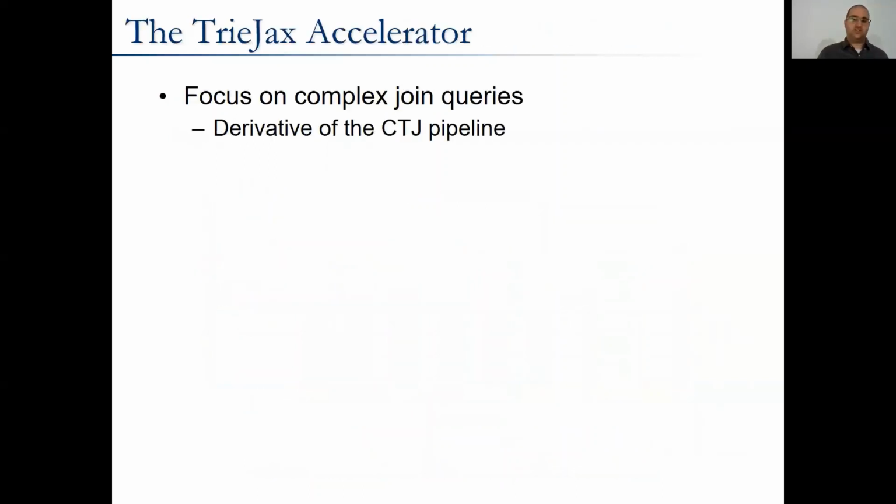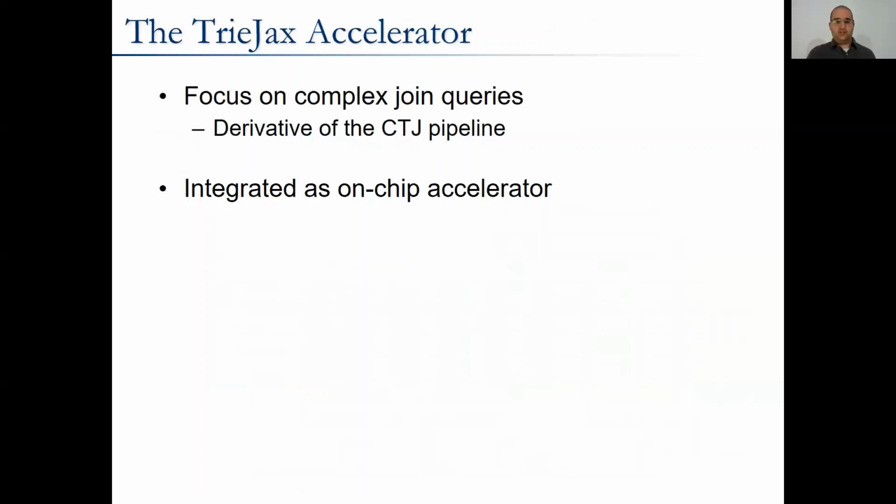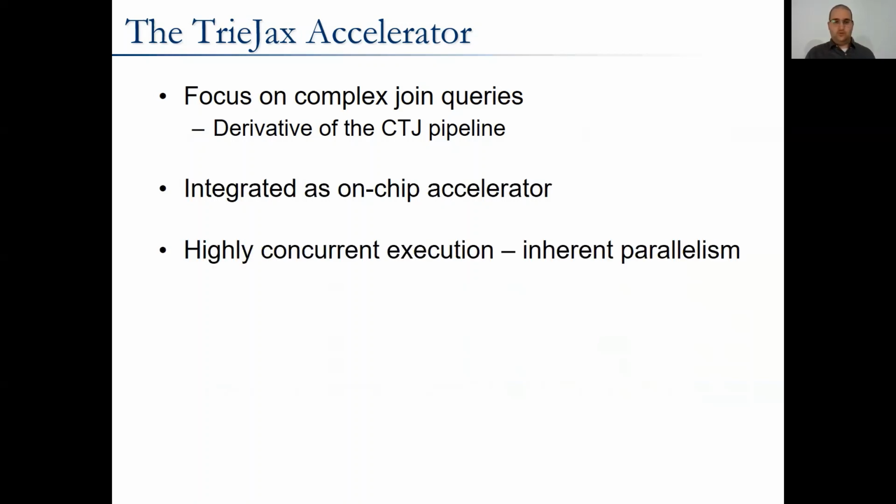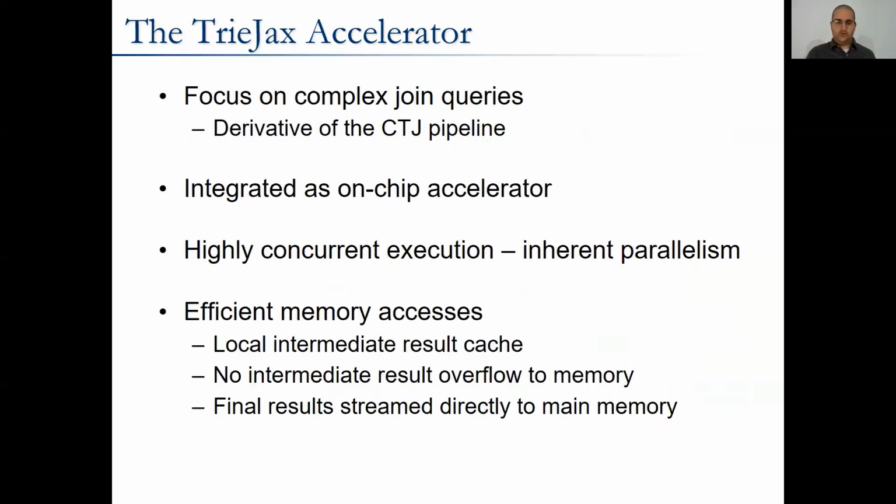Now let's talk about the TricJax Accelerator. We focus on complex join queries, and the design is a derivative of the CTJ pipeline. It is integrated as an on-chip accelerator to avoid coherence and data transfer, and we aim for a size of a small core. We want highly concurrent execution to leverage the inherent parallelism of the algorithm, and we aim for efficient memory accesses, so the CTJ caches will be stored in a local scratchpad inside the TricJax core. This way, no intermediate results will overflow to memory. Finally, the final results will be streamed directly to the main memory to not thrash the caches.